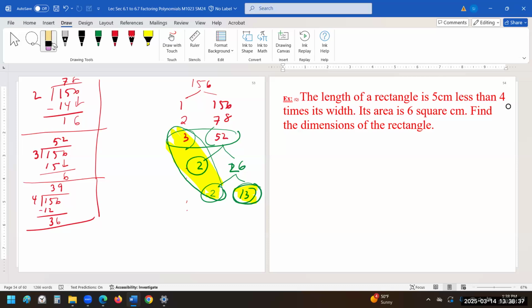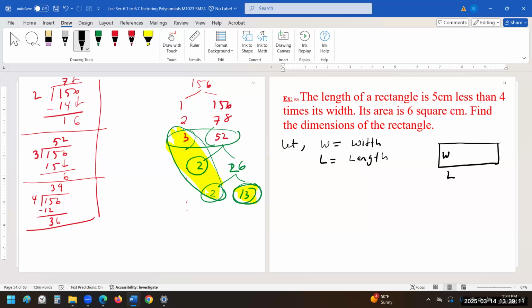We have a rectangle. This is the length, this is the width. Okay? So, step 1, assign your variable. So, I'm assigning my variable. Let's say W is the width and L is the length. Okay? And now we go ahead and read what information we have.